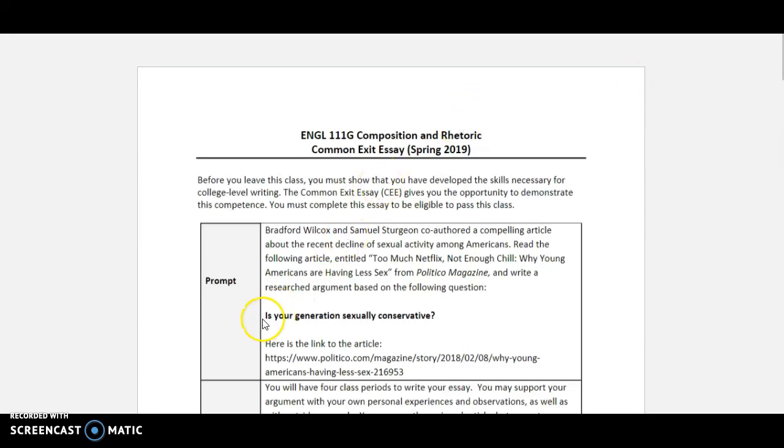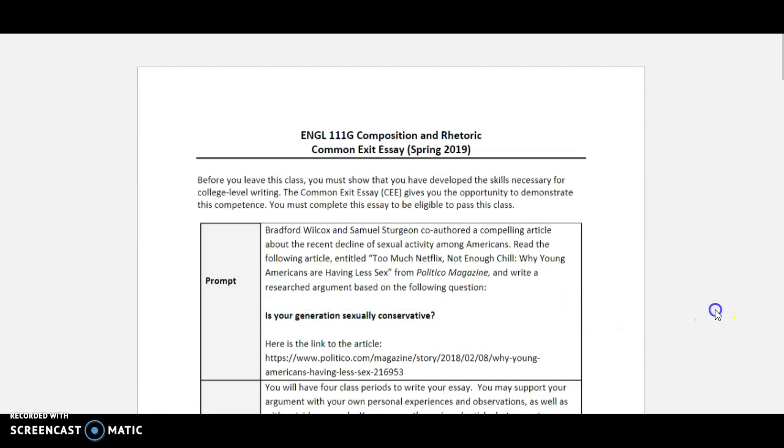So this prompt right here is: is your generation sexually conservative? Now notice how the word your generation is a little bit open, because not all of us belong to the same generation. So some of us are millennials, some are Generation X. So of course you're going to talk about your generation, but you're still going to answer the prompt. Is your generation sexually conservative? Of course, this is an argument, so you have to provide reasons in response to the prompt as well. This essay should actually follow the same organization as your first essay. The only difference is that this time they are giving you a topic, as opposed to the first essay we did where you had the freedom to choose whatever topic you wanted.